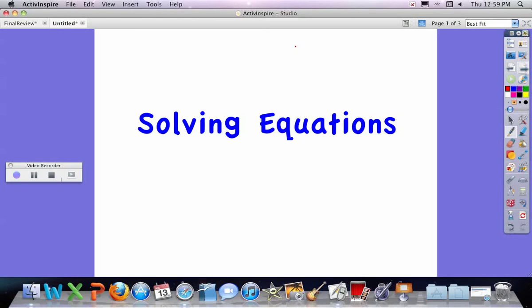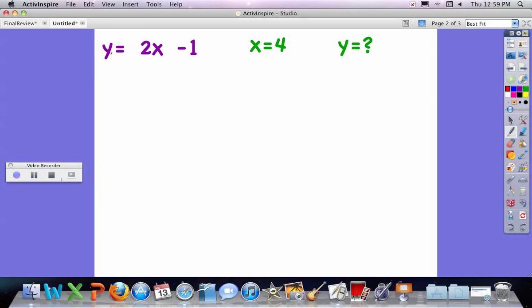So we're going to say we have an equation that is y equals 2x minus 1. And the problem is when x equals 4, what does y equal? You know the x value, so just take that number and substitute it in for x. So y equals 2 times 4 minus 1. And you solve to get your y value.